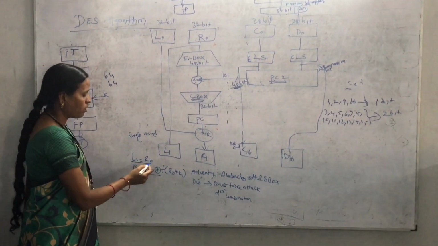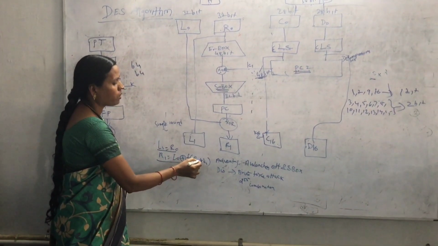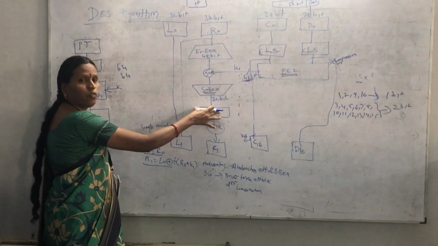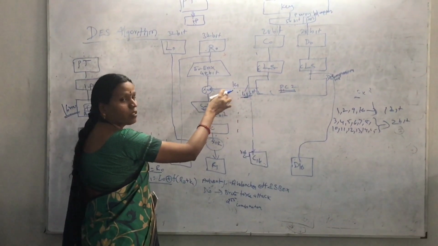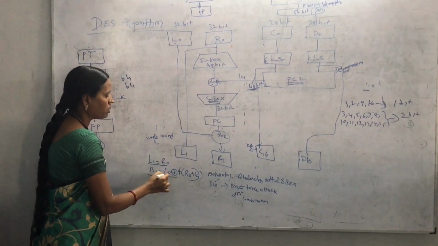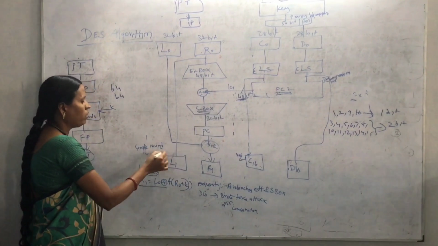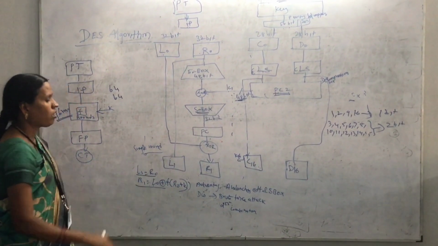L1 becomes R0 and then R1 equals L0 XOR function of R0 plus K1. This is the function of R0 and then XOR of K1. Using the function and then XOR with the L0, then we are getting the new value for the next round. So this is for one round and then similar for all the rounds.